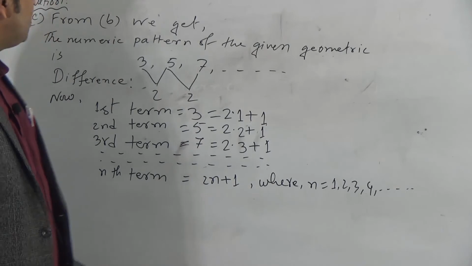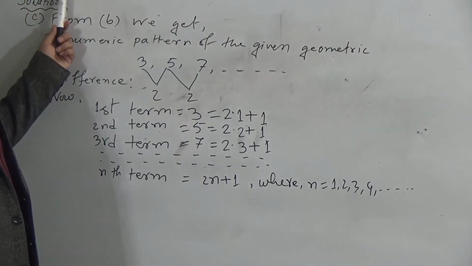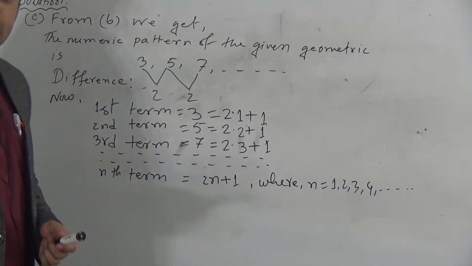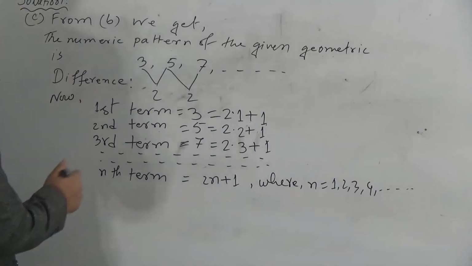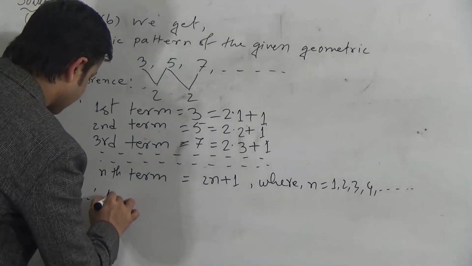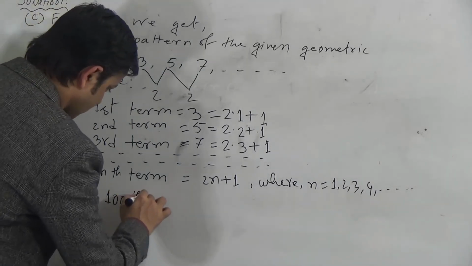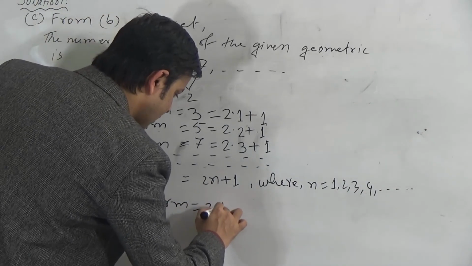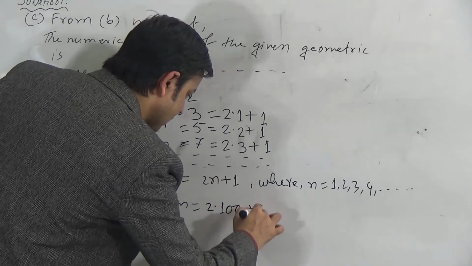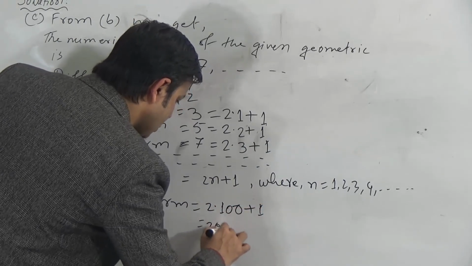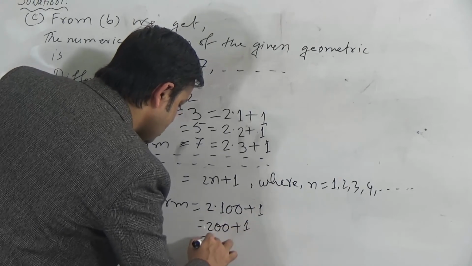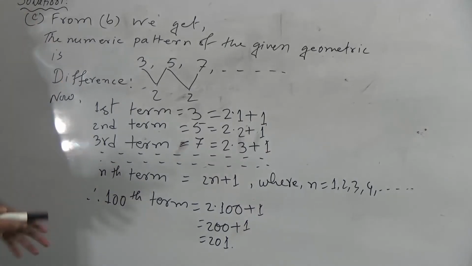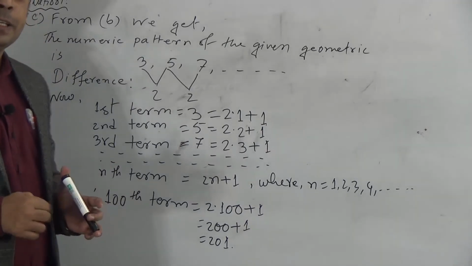So if we put the value of n as 100, we will get the number of sticks in the 100th pattern. So we can write here, therefore, the 100th term will be 2 into 100 plus 1. That will be equal to 200 plus 1, it means 201. Therefore, the number of matchsticks in the 100th pattern will be 201.